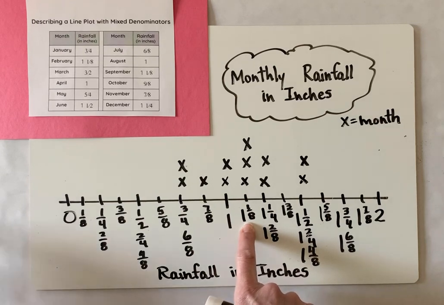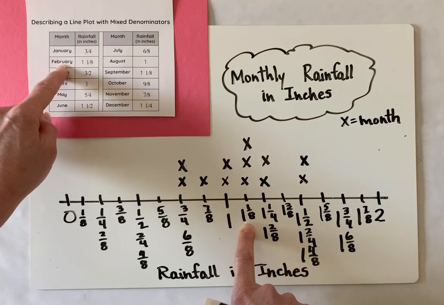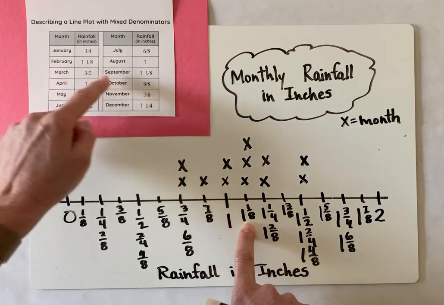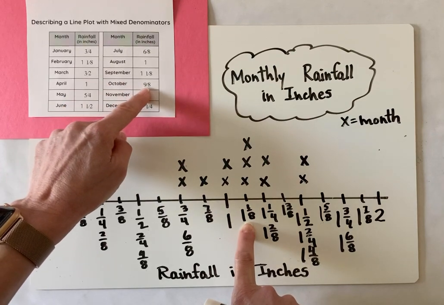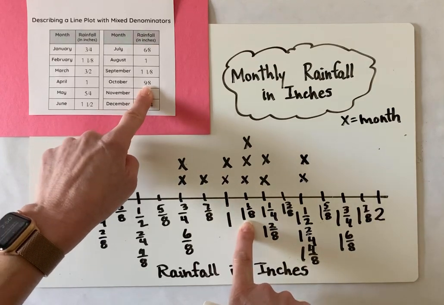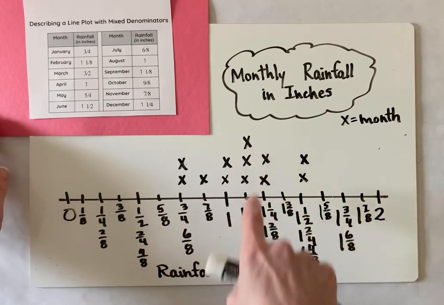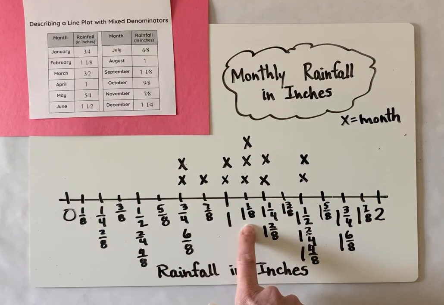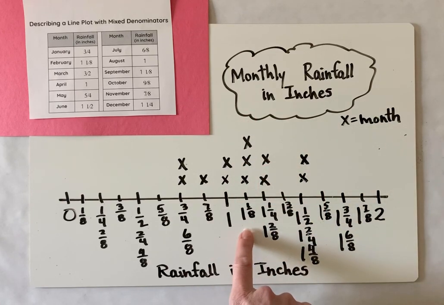And if we look back at our table, we can check to see if that's accurate. So we can see that it was February, we can see that it was September, and then also remember we had our mixed or our improper fractions, and so we also have October. So February, October, and September would be the months that had 1 1/8 of an inch of rainfall, and that had the most, or is the most common.